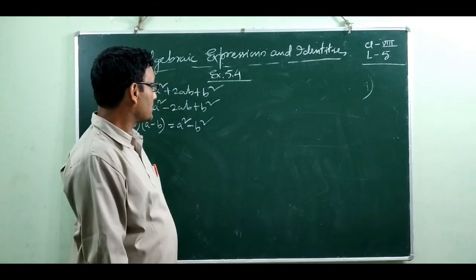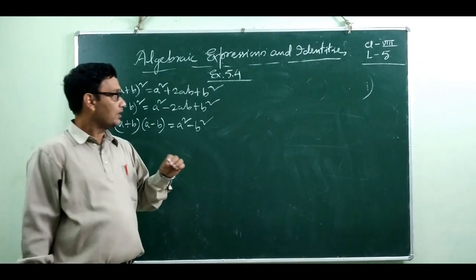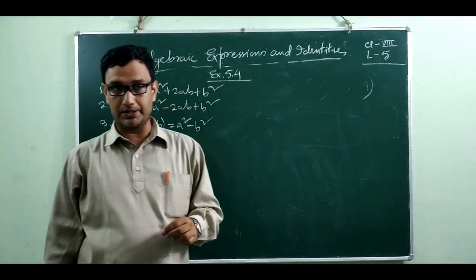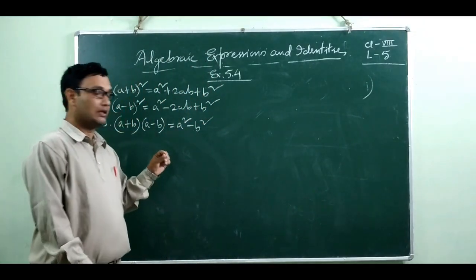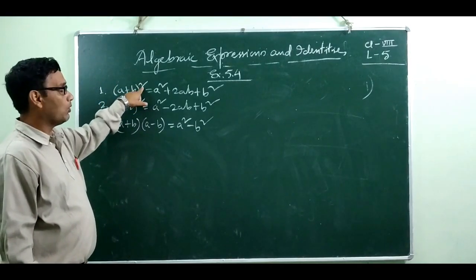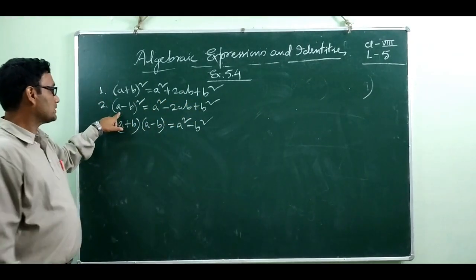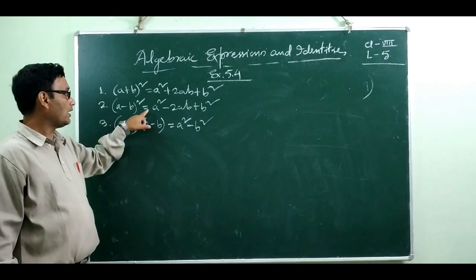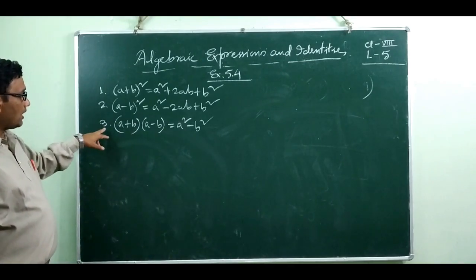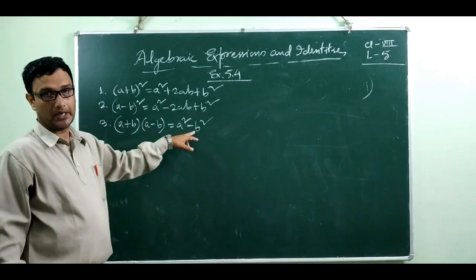Students, in my last class I taught you how to divide the algebraic expression. Now exercise 5.4, it is given algebraic identities. So in your book there are given three identities. First identity means (a plus b) whole square equal to a square plus 2ab plus b square. Second one is given (a minus b) whole square equal to a square minus 2ab plus b square. And the third one is given (a plus b) into (a minus b) equal to a square minus b square.